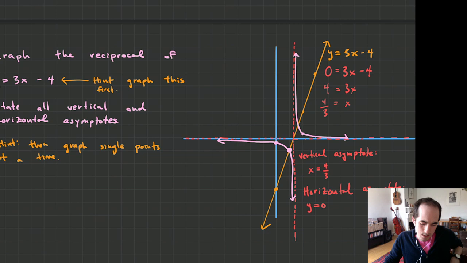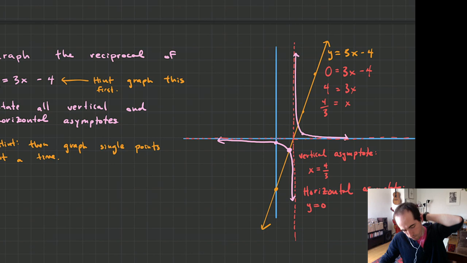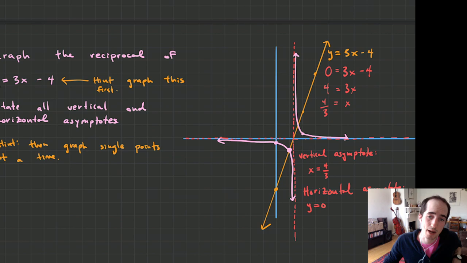It's a good question. For now, let's just keep it where it is, and I'll think about a way of using algebra to solve for the horizontal asymptote. I didn't prepare anything for today to find that. So let me get back to you on that. But that's a good question. How do we find the horizontal asymptote algebraically?